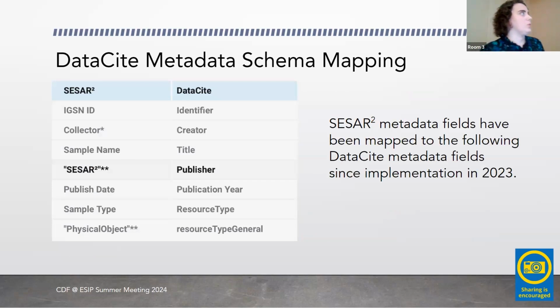And so here's the direct mapping to the DataCite metadata schema with the CSAR metadata fields on the left and then DataCite metadata fields on the right. And this mapping has been executed since 2023.